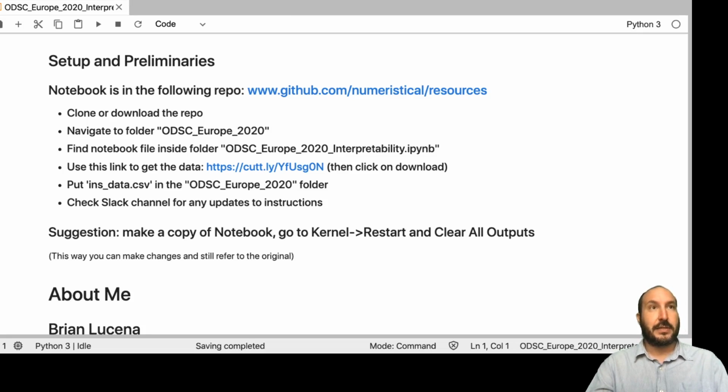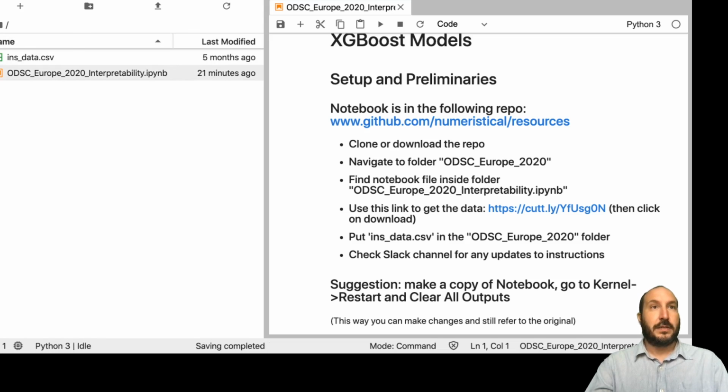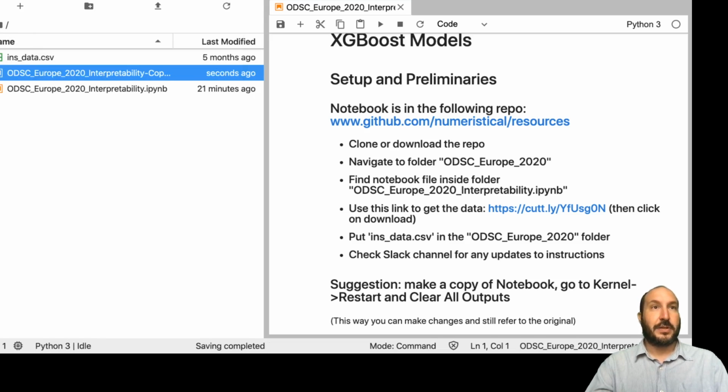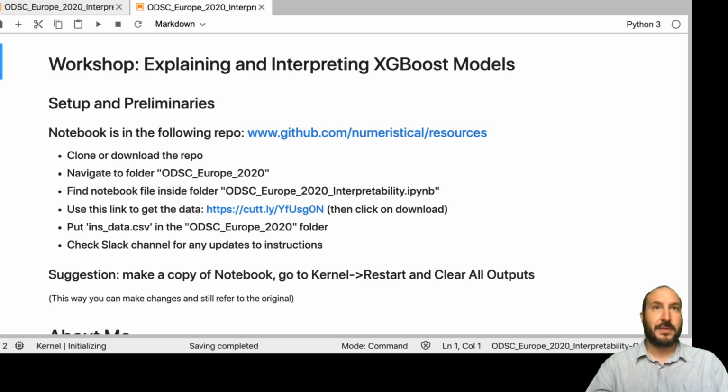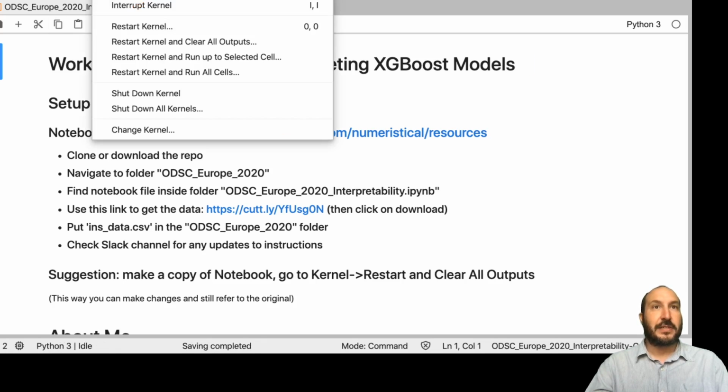I'm going to click over here. I'm going to duplicate the notebook. I'm going to open up the copy. Wait for that to come up. And then I'm going to go over here, kernel, restart and clear all outputs.